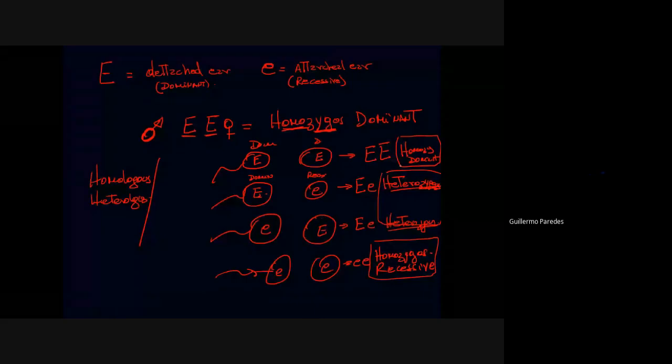Homozygous dominant means the two genes for that individual are dominant. Homozygous recessive means the two genes are equal, but both are recessive. And heterozygous could be dominant-recessive or recessive-dominant. We don't call heterozygous dominant. We don't call heterozygous recessive. Are you okay with that?